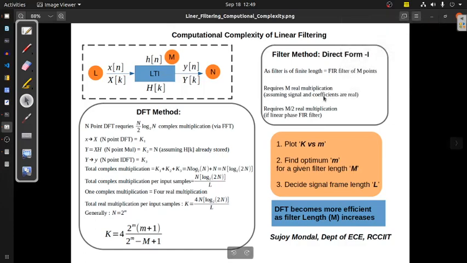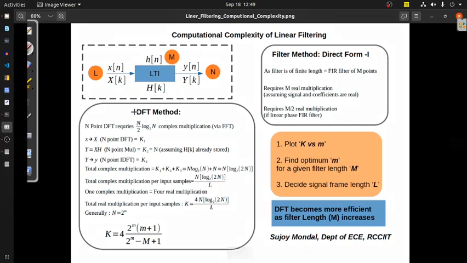Okay, so here we will talk about the computational complexity of linear filtering techniques. How can linear filtering generally be carried out? There are two methods. One is the DFT-based method, and the other is the normal linear filtering method, considering this is an FIR filter and its implementation is direct form. Fine. Let's talk about the DFT method first.